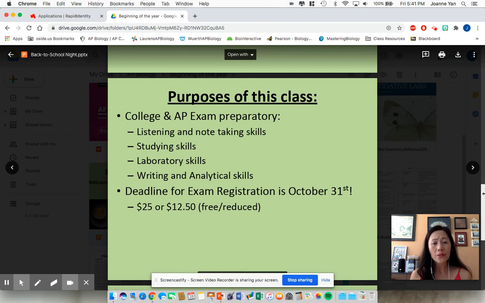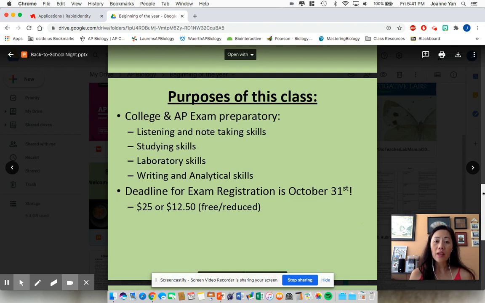The third skill that we work on in this class is laboratory skills. Now, obviously, we are not in the classroom, but for any labs that I'm able to assign for them to do at home, we do talk about the different aspects of a controlled experiment. And then fourthly, we work on writing and analytical skills.